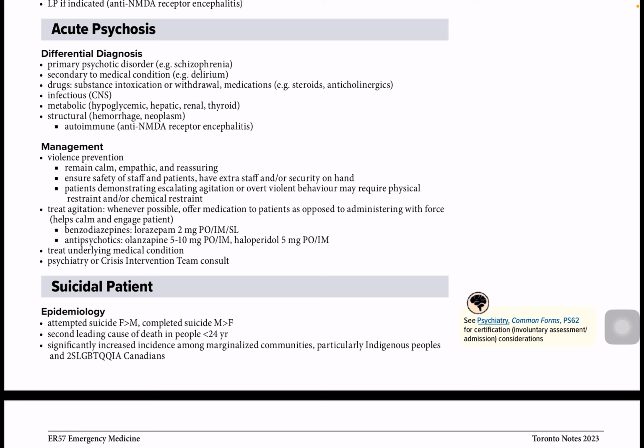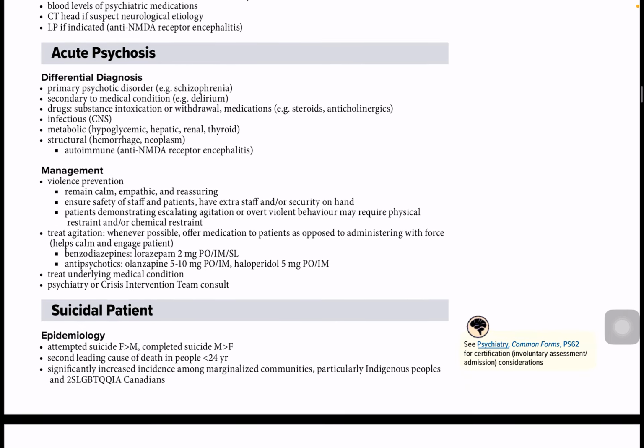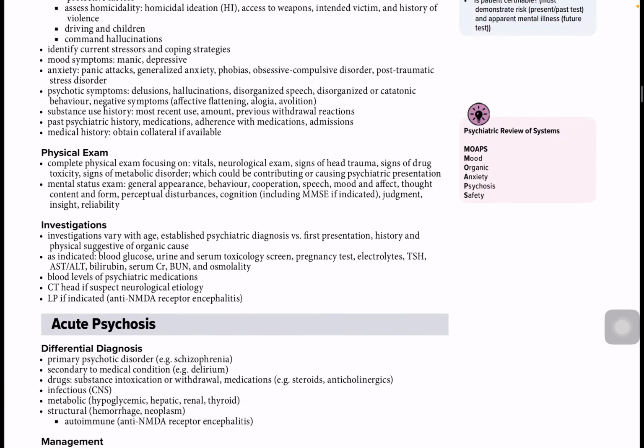Treat underlying medical condition, psychiatric or crisis intervention team consult. These are the important terms to remember for your exam. Crisis intervention team consult. So first things first, violence prevention; treatment is lorazepam 2 mg or an antipsychotic like olanzapine or haloperidol 5 mg. Then treating the underlying medical condition and referring to the psychiatric consult. So this is the psychotic part of acute psychosis.